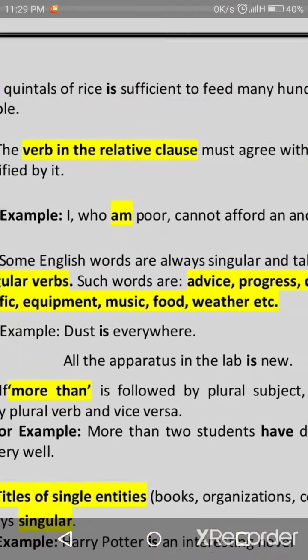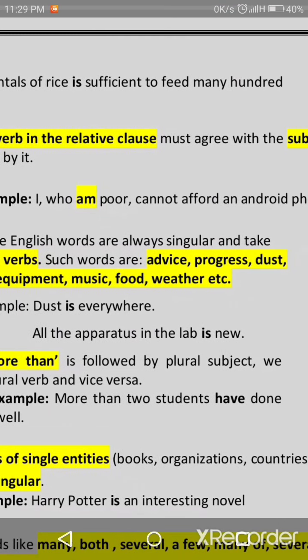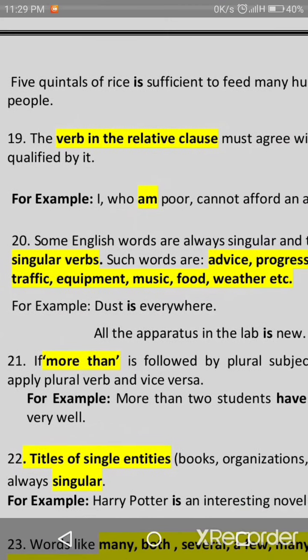5 quintals of rice is sufficient to feed many hundred people. 5 quintals. Although we are referring to 5 quintals, but we will consider it as a whole.